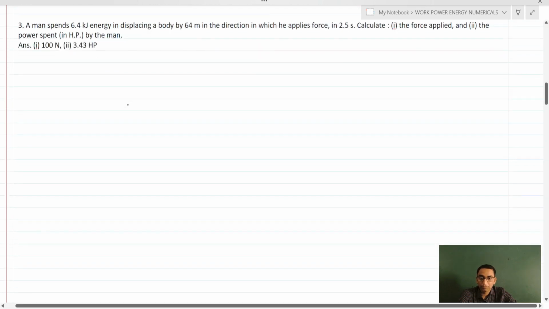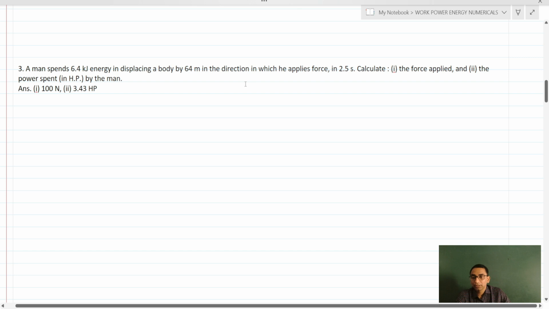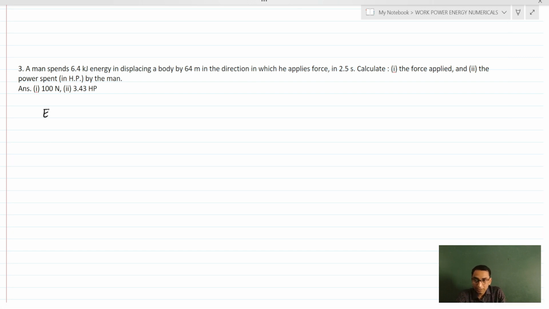Let's move ahead to problem number 3. Problem number 3 states that the man spends energy, or the work done, equal to 6.4 times 10 raised to 3 joules, that is 6.4 kilojoules. So basically 6400 joules, and the displacement is given as 64 meters, and we are supposed to find the force. The force is in the direction of displacement, so the angle is 0 degrees, and we don't have to worry about that.